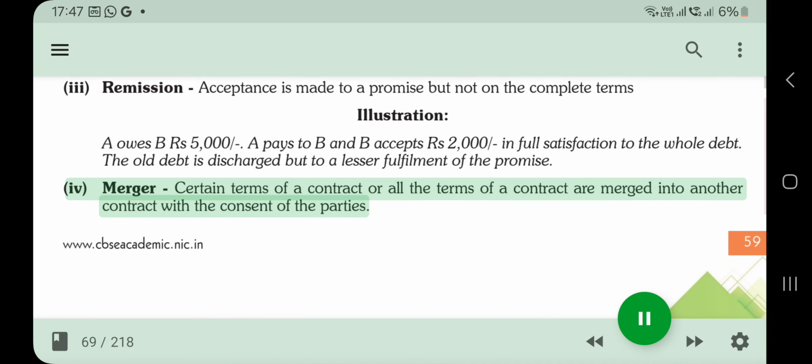IV. Merger. Certain terms of a contract or all the terms of a contract are merged into another contract with the consent of the parties.